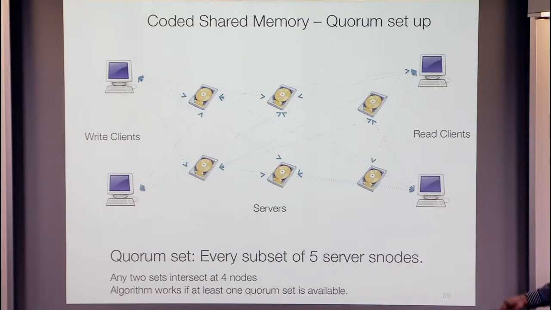So I'll show a coding example. Here a quorum has to be five server nodes, because any two quorums have to intersect in four nodes. I need four people to reconstruct a packet. When I write and when I read, there has to be an intersection of four people for me to reconstruct. A quorum is just a subset of server nodes. The idea is that if I write to five nodes and you read from five nodes, we'll intersect in at least four nodes. So you will be able to see my write value.